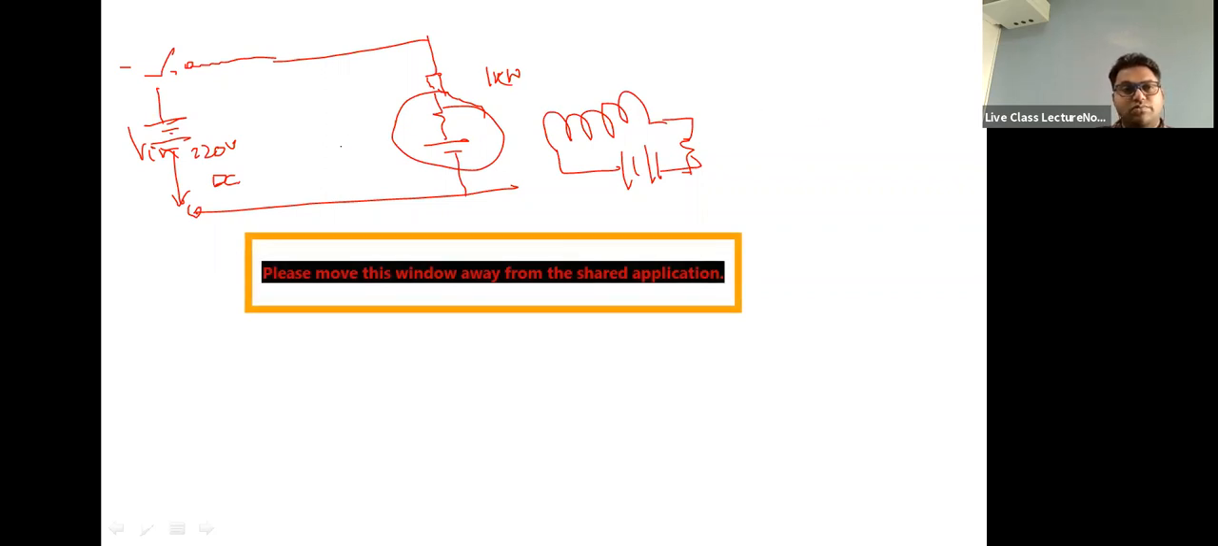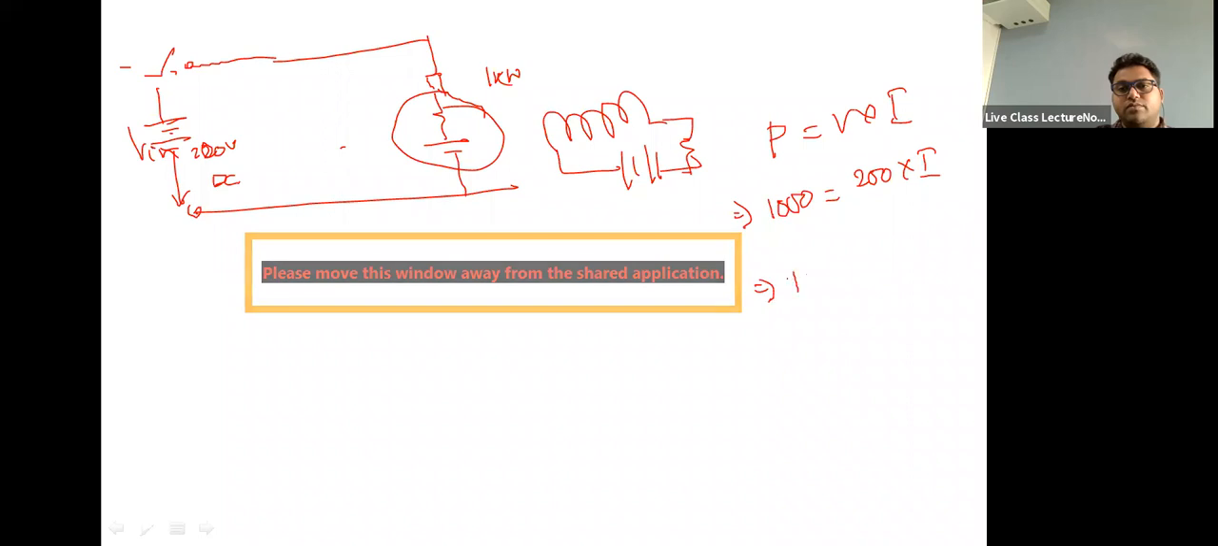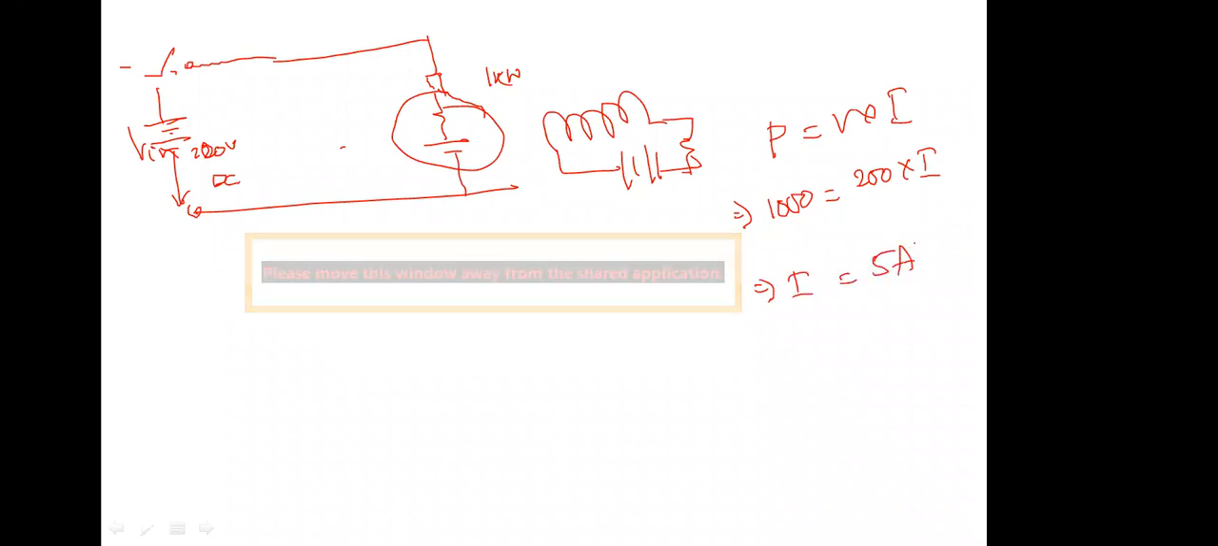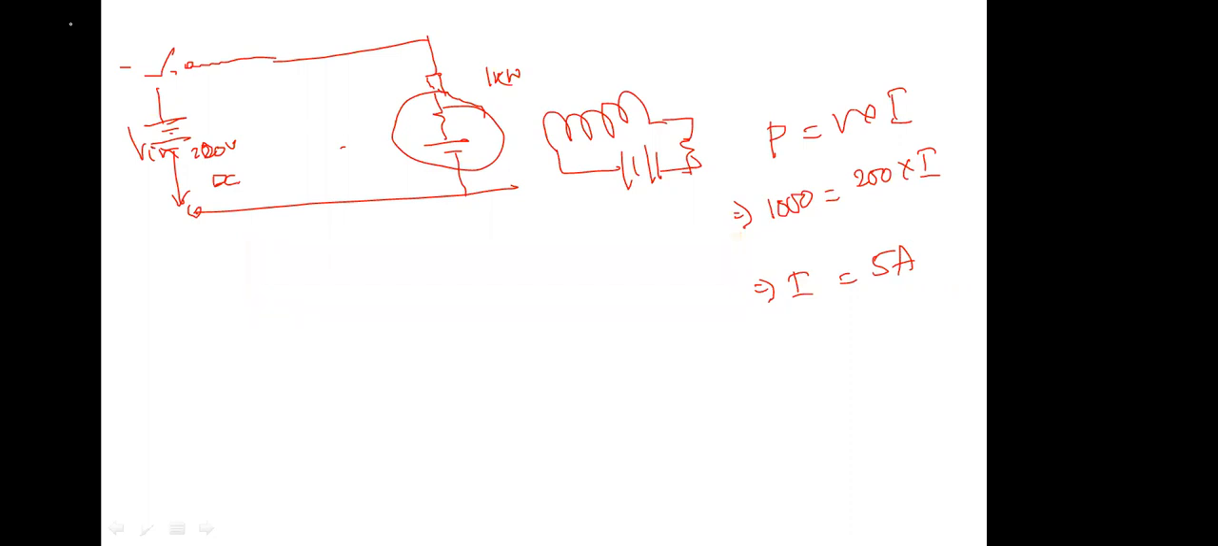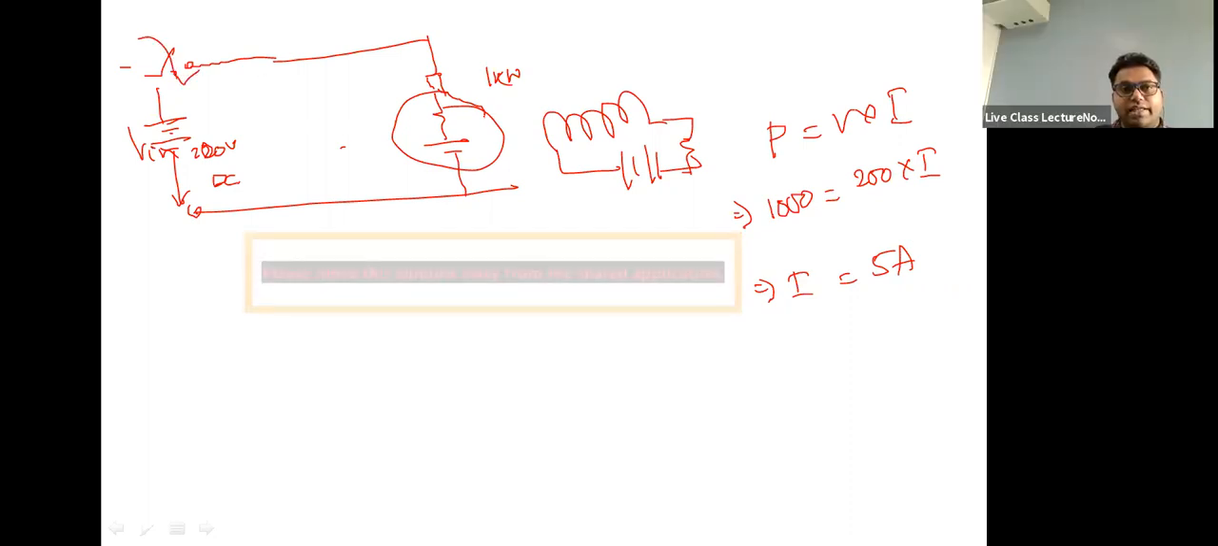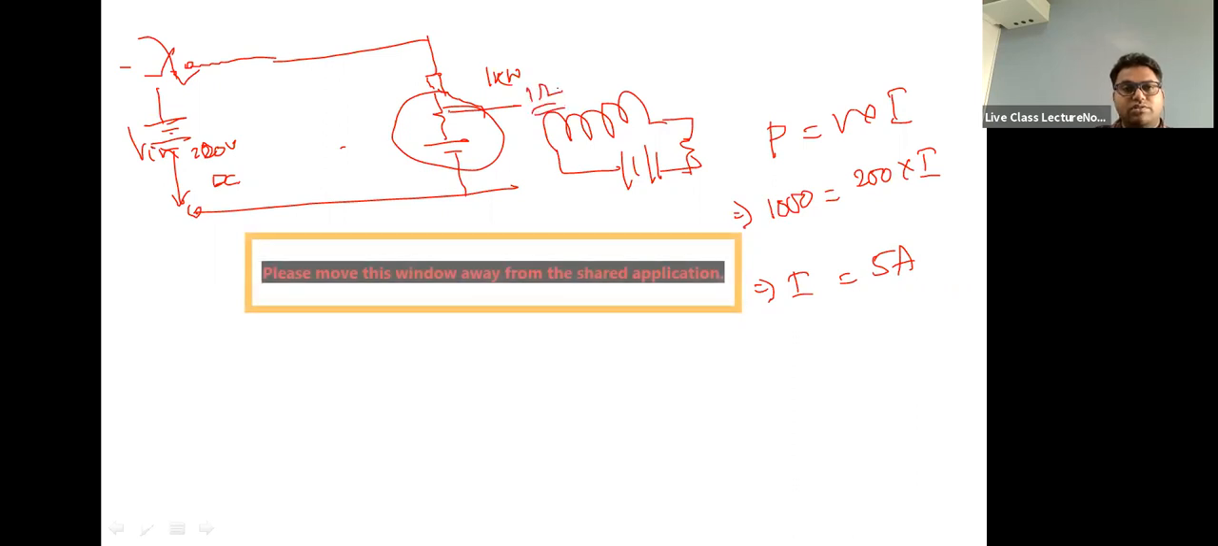So this is 200 volts, not 220, 200 volts. Power is equal to V into I, so 1000 watts, voltage is 200 volts into I. So I is maximum 5 ampere. But initially, if I turn this on and the armature resistance is only say 1 ohm, which is a very obvious choice, then what will happen?